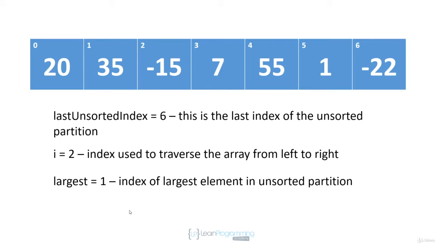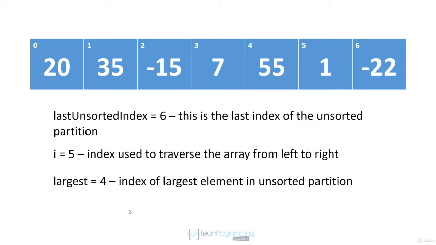we're going to change largest to 1, and then we're going to increment i to 2. And we're going to compare minus 15 to the largest element, which is now at position 1, and we're going to say, well, minus 15 is less than 35, so we're just going to increment i to 3. We're going to compare 7 to the largest element, which is still at position 1. 7 is less than 35, so we just increment i to 4. We're now going to compare 55 to 35, and 55 is greater than 35, so at this point we're going to change largest to 4, because the largest element we found so far in the unsorted partition is at index 4, and we increment i to 5.